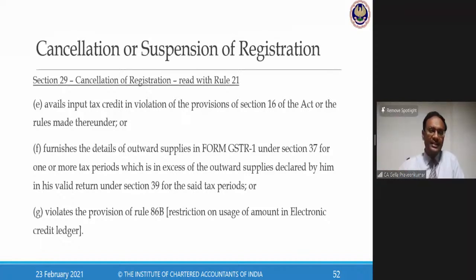Supplier has not filed GSTR 3B. Why GSTR 1? When you have talked about section 16, there was a matching concept of bill. Whatever bills I have accounted in my accounting software, the bills which are lying in my books of accounts, those bills should have a reflection in my GST portal.